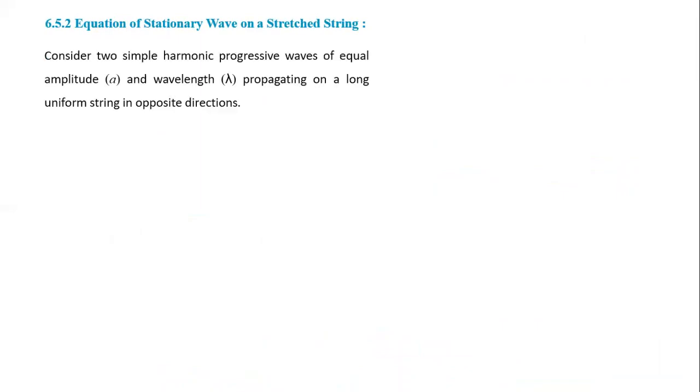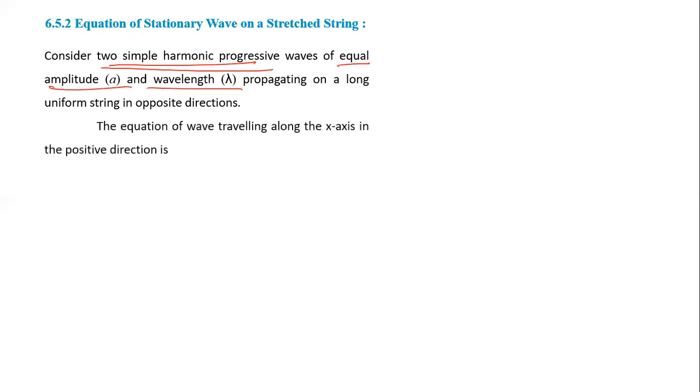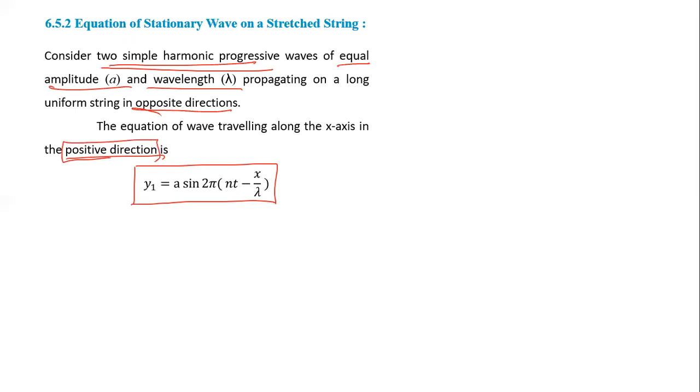Now we have to learn the equation of a stationary wave on a stretched string. We consider two simple harmonic progressive waves, identical progressive waves whose amplitude is the same and wavelength is also the same. But they are traveling in opposite directions. The equation of the progressive wave traveling along the positive direction is given by this formula. You can see a minus x by lambda term, because this is traveling along the positive direction. If the wave is traveling towards the negative x direction, then plus x by lambda.